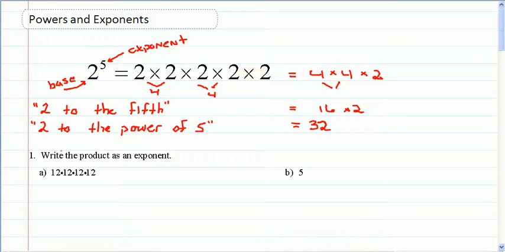So for number 1, write the product as an exponent. There are 4 12s. Since there are 4 12s, the base is 12 and the exponent is 4. So the product as an exponent is 12 to the 4th. For part B, I only have one 5. So to write this as an exponent, it is 5 to the 1st.